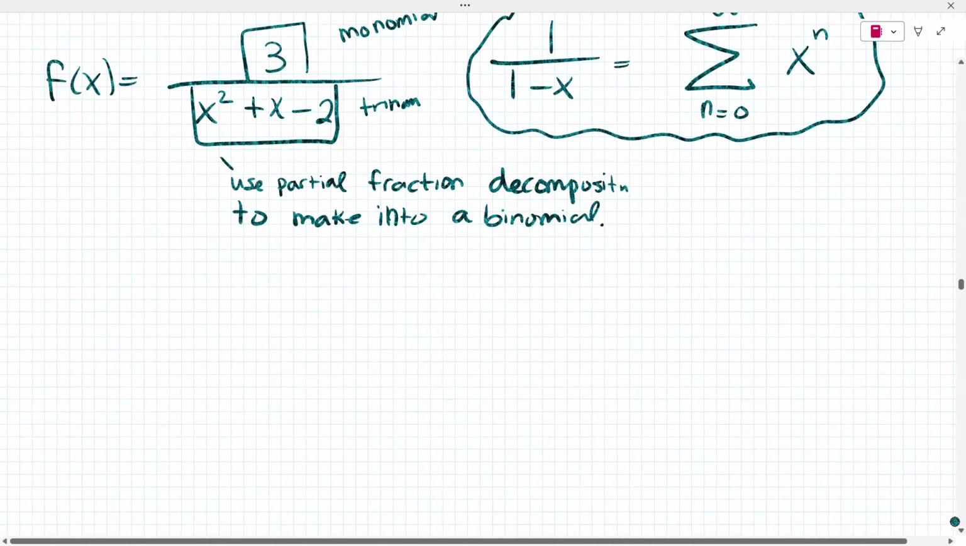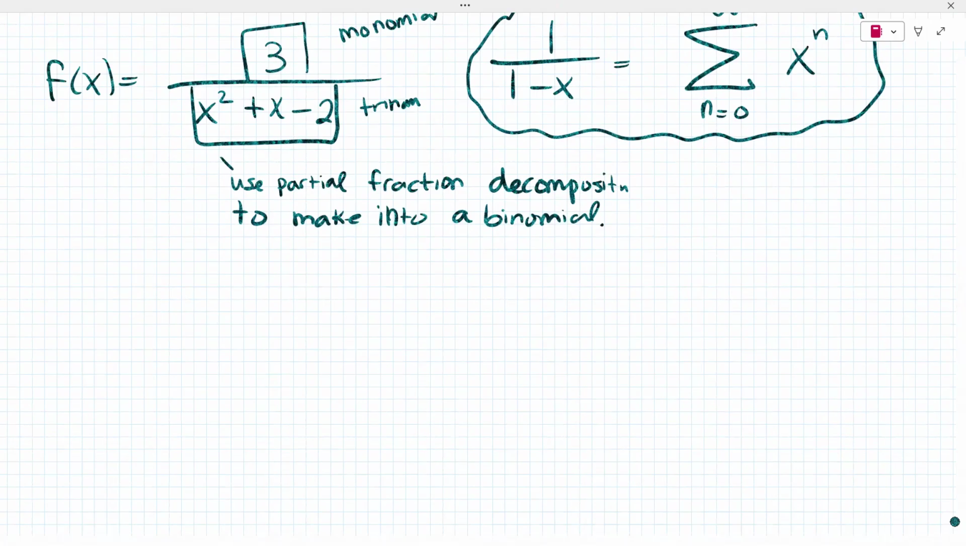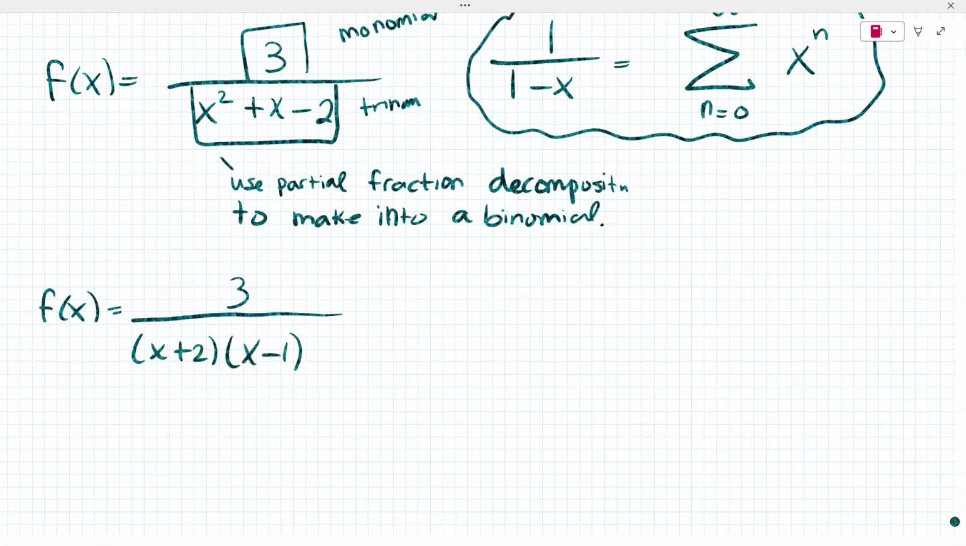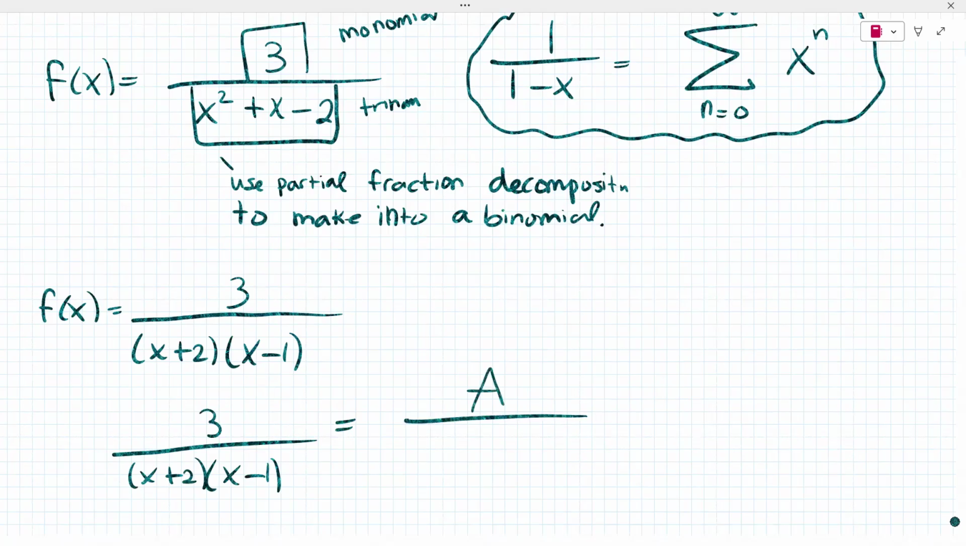So on the bottom, maybe if we factor out the bottom, you get f of x equals 3 over x plus 2 times x minus 1. And so now we're going to set it up like this. So it would be a over x plus 2.